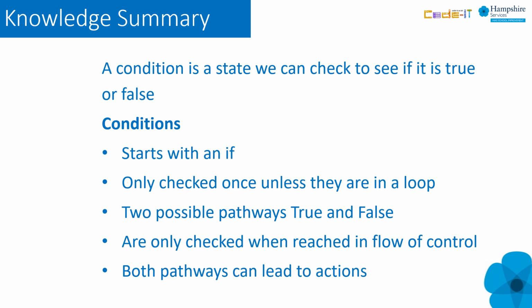Let us summarise what we have learnt. A condition is a state we can check to see if it is true or false. Conditions start with an if. After a condition is checked, there are two possible pathways, true or false. Conditions are only checked when reached in the flow of control. Both pathways can lead to actions.